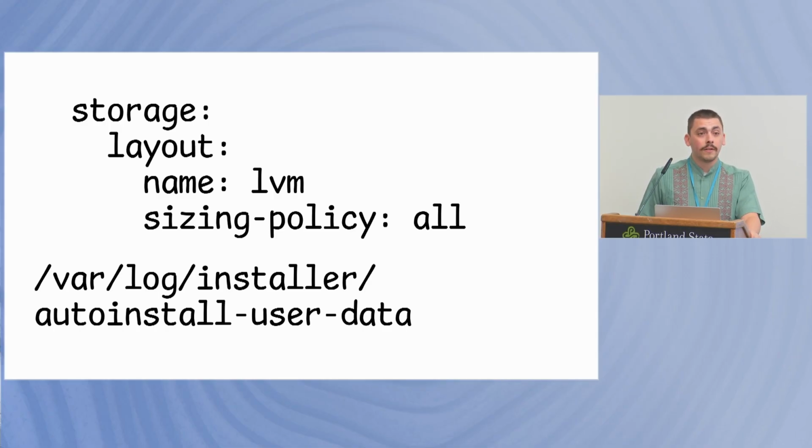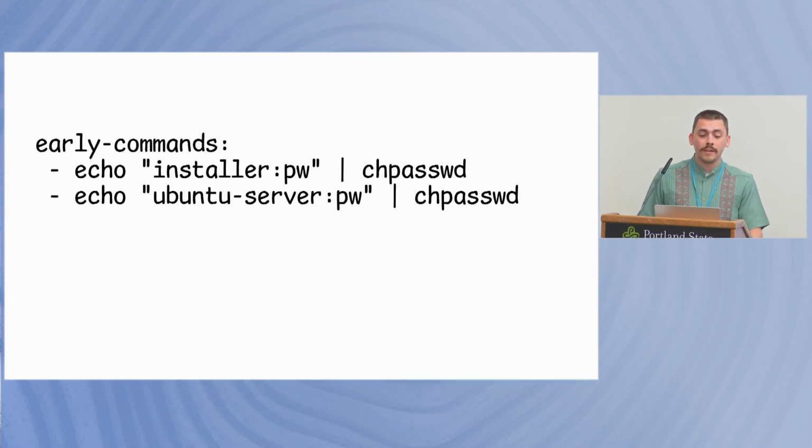The next section that is incredibly important for you to know about is the early commands section. Now, this is a YAML list of commands that will run before Subiquity does anything else on your machine. And what these 2 commands do is they change the password of the installer and the Ubuntu Server users to PW. Could be anything, just as long as it's something that you know. Because by default, when Subiquity starts, it sets these 2 passwords to random strings, which isn't useful, but if you know what the password is, then you can SSH into the machine while it's being built.